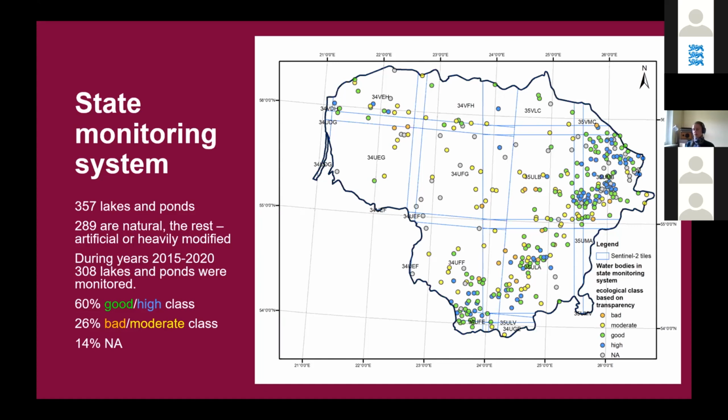And during years 2015 to 2020, 308 lakes and ponds were monitored, and around 60% of the water bodies are of good and high ecological status based on water transparency data, while 26% are bad and moderate class, so they are not sufficiently good as aimed by the European Union Water Framework Directive. And of 14%, the status is unknown, or we may have some older than 6 years data.